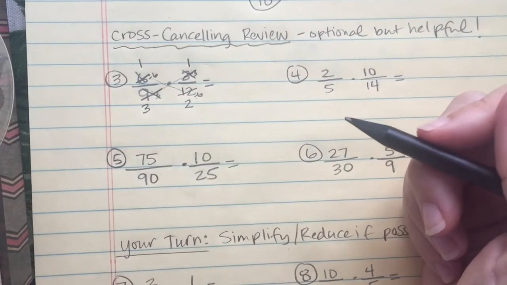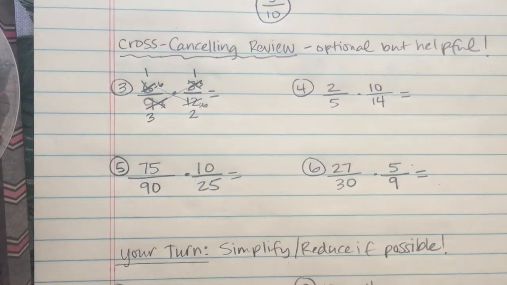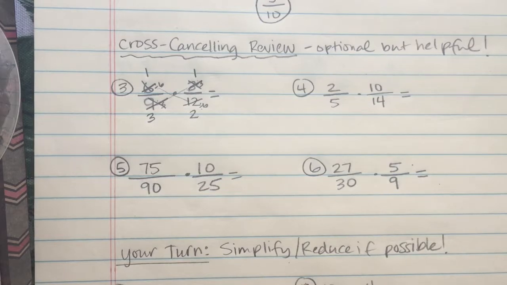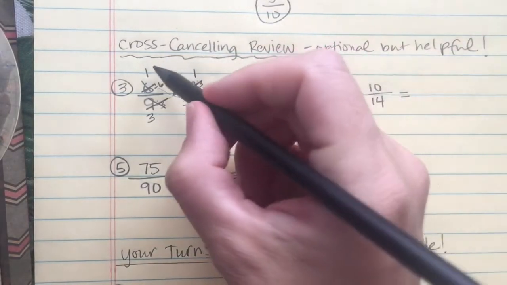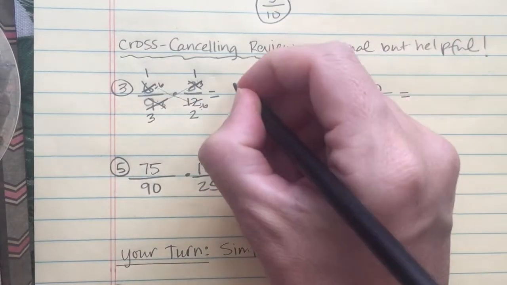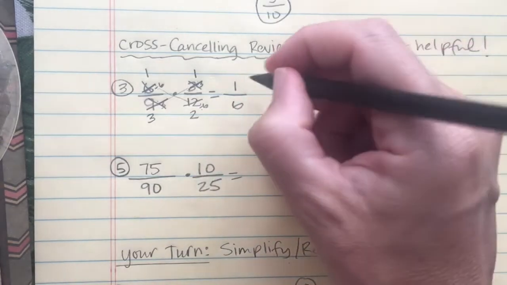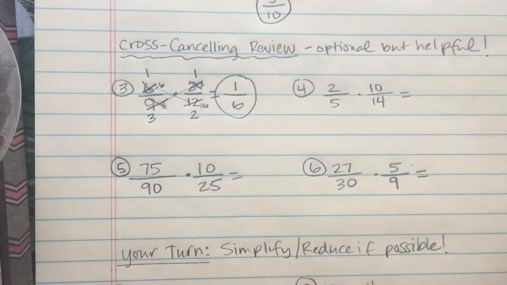So this makes our numbers easier to work with, and it also takes away having to reduce later. Sorry, couldn't get my thought out there. So cross-canceling helps us to not have to reduce later, which can make our work a little faster. So now I just work it as if with my new numbers. So 1 times 1 is 1, 3 times 2 is 6, and you're done.